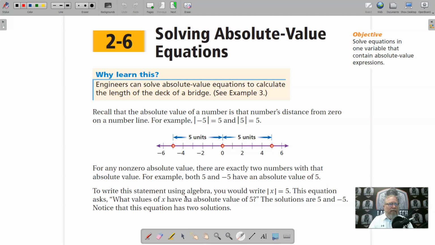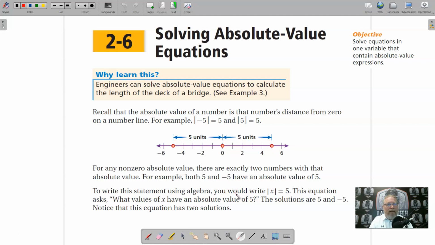To write this statement using algebra, you would write x inside of these two bars here. We read that as the absolute value of x equals 5. This equation asks what values of x have an absolute value of 5. Well, the solutions are 5 and -5. Notice that this equation has two solutions. So if you have an absolute value equation, you will have two solutions.